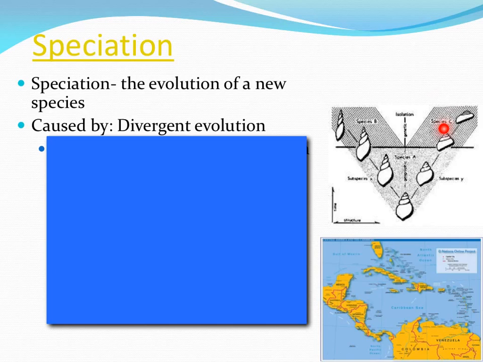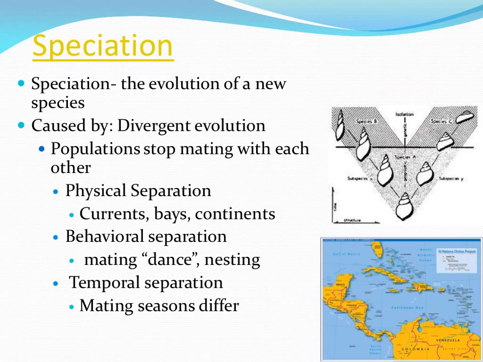And some of the ways we can do this is by isolating the organisms from each other. There are three different ways to isolate organisms from each other. The first one would be physical separation. In the case of the ocean, you have a current that might separate you from something else. If you're something small, a current can be a big deal, or bays, or even a continent.